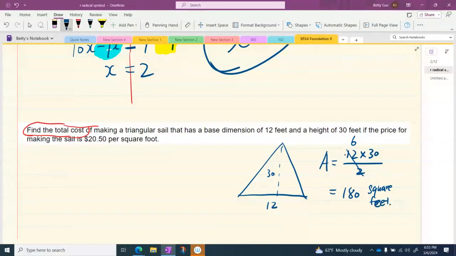Square feet, okay? And what's the total cost? Total cost is the number of items times the unit price. For example, if you go to buy apples, if one apple is $2, yeah, very expensive apple. If one apple is $2 and you buy 13 of them, what's the total cost?